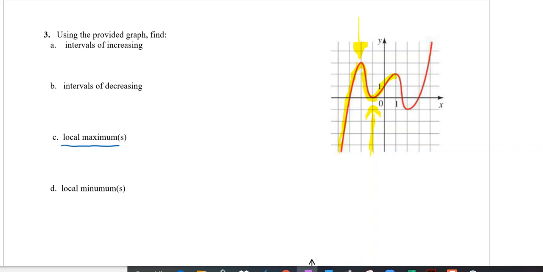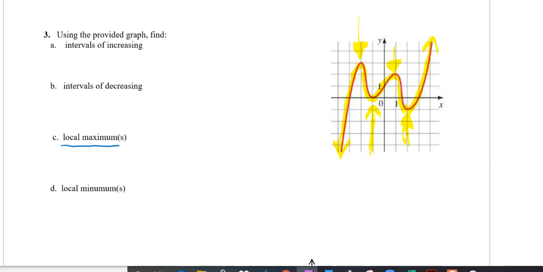Then it has another peak. That's a local maximum again. And then it's decreasing. Then it has a local minimum again. And then it's increasing. And I don't see any dots there, so we're assuming there are arrows here. They go on forever. So first I'm going to actually write the local maximum and local minimum points.